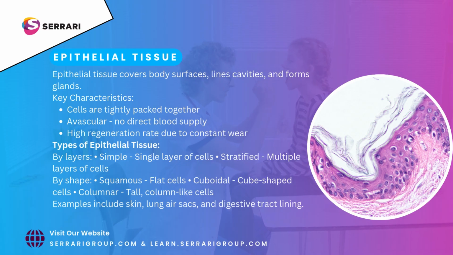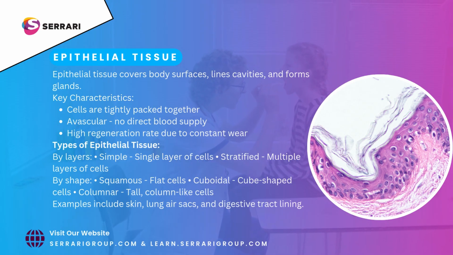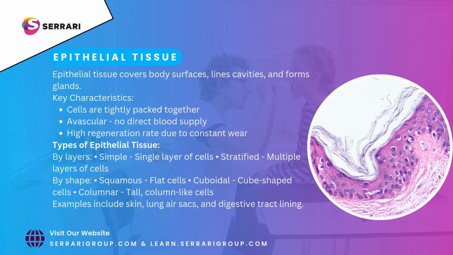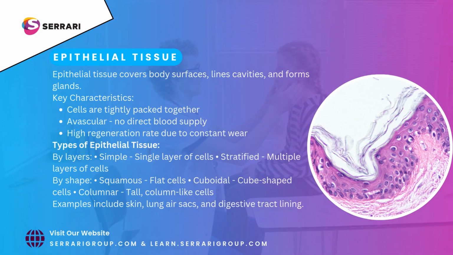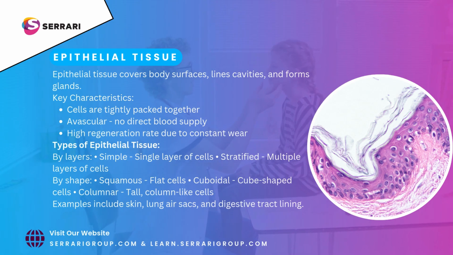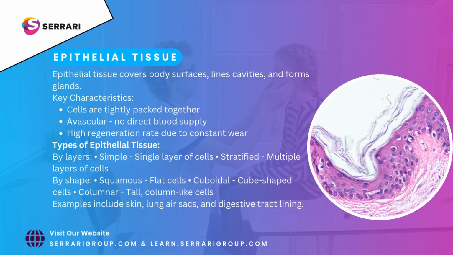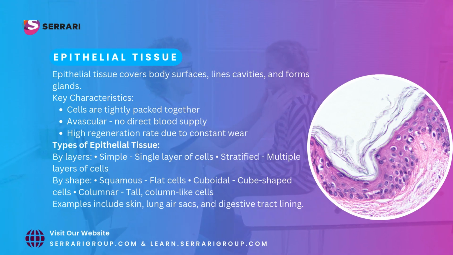Types of epithelial tissue. By layers, simple, single layer of cells, stratified, multiple layers of cells. By shape, squamous, flat cells, cuboidal, cube-shaped cells, columnar, tall, column-like cells. Examples include skin, lung air sacs, and digestive tract lining.